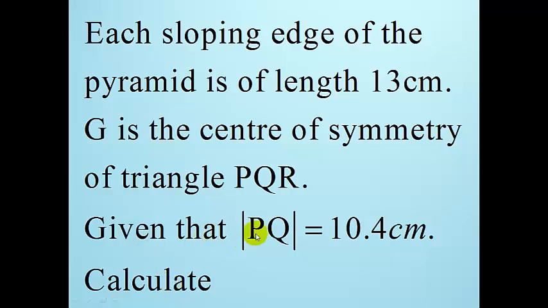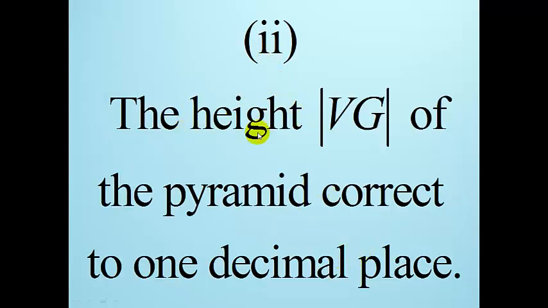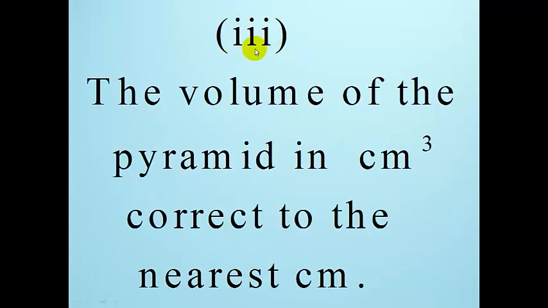Given that the distance from P to Q is 10.4 centimeters, calculate I, the angle between PV and the base to the nearest degree. II, the height VG of the pyramid, correct to 1 decimal place. III, the volume of the pyramid in centimeters cube, correct to the nearest centimeters.